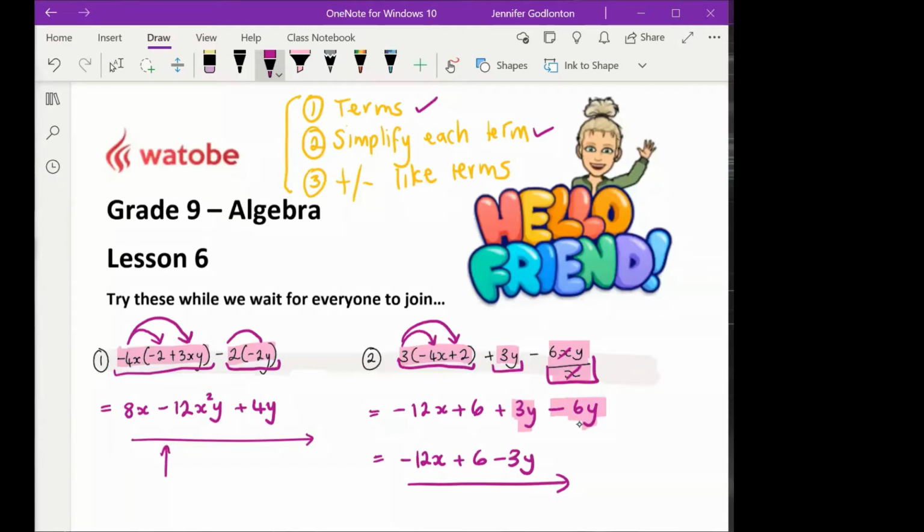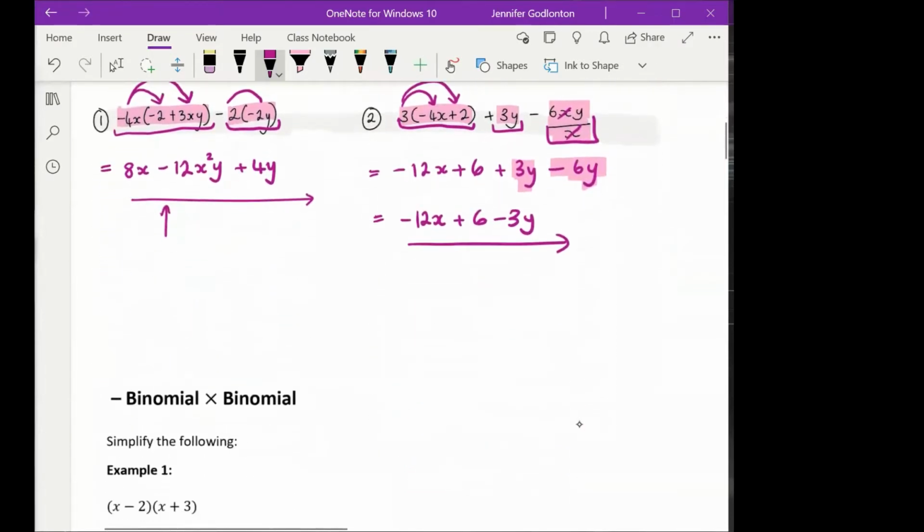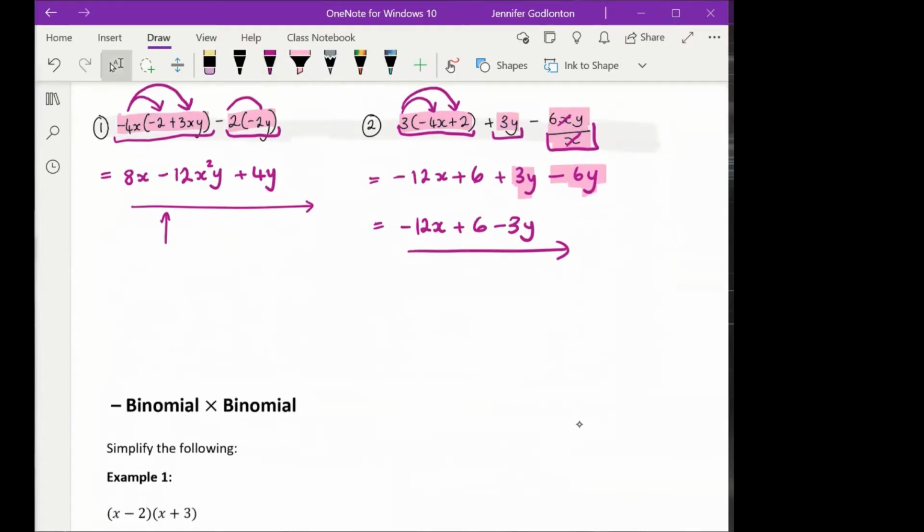So that was the work that we did on Tuesday. Now we're going to move on to something which some of you may have done in class. You're going to let me know now if you've done it in class. We are going to be doing binomials times binomials. Binomial is just a fancy word for meaning it's got two terms. If you think about a bicycle, how it's got 2 wheels, that's telling us that it's got 2.